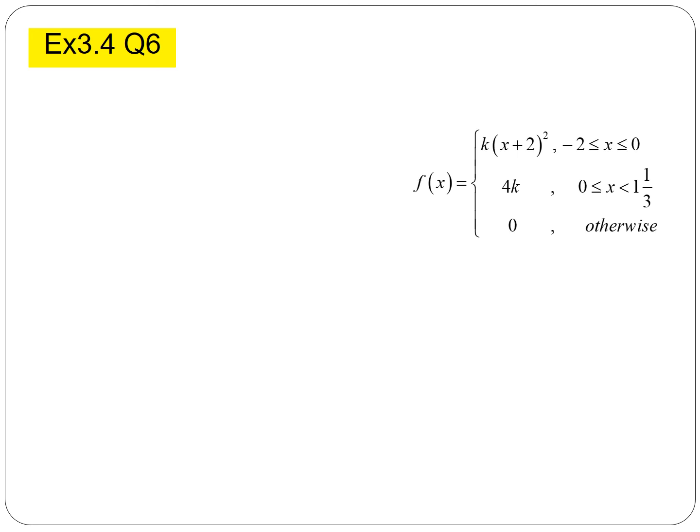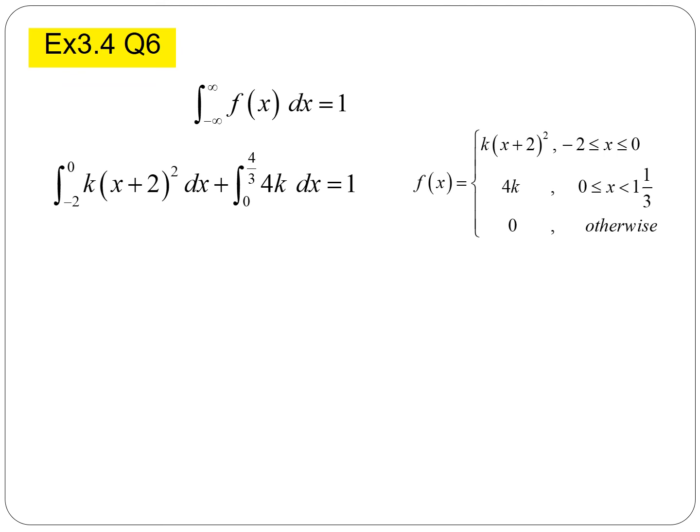Okay, so we do the first part. To find the value of k, again we use the concept that the total area under the curve is 1. In other words, the sum of the integrals is 1. Okay, the first integral is from -2 to 0, so the function is k(x plus 2) squared. The second integral is 4k from x equals 0 to 4 over 3, and the sum must be 1.